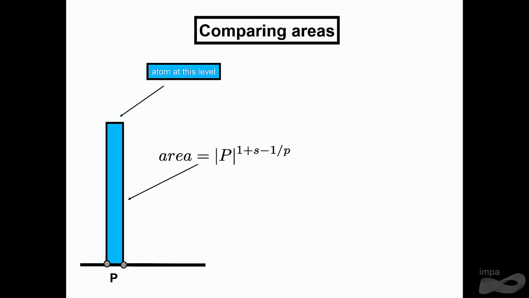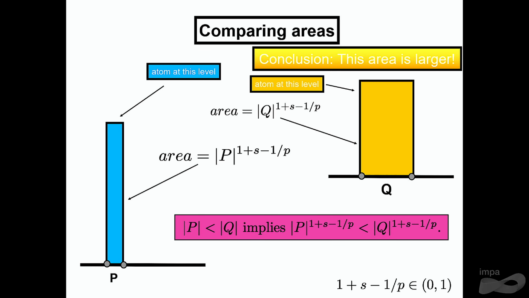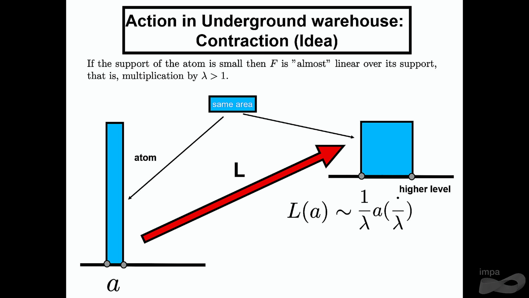If we pick an atom like this, you can calculate the area of this atom, or the integral of this atom. The integral is given by this formula. If we pick an atom where the measure is higher, then the area is given by that formula here. And you can see that the area of this yellow thing is actually bigger than the area of the blue thing. So what happens is the following. When I apply the transfer operator to this brick, I essentially get a brick. And this brick is smaller than the atom of that level.